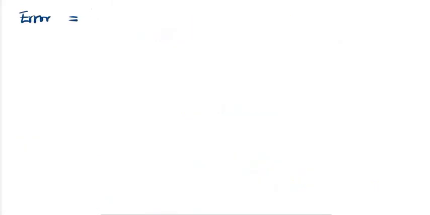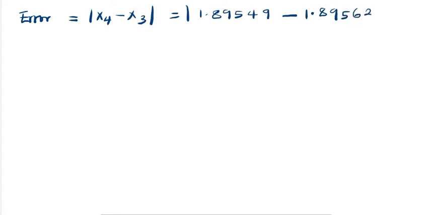So error is equal to the magnitude of x4 minus x3, which is the magnitude of 1.89549 minus 1.89562. So this is going to be equal to 0.00013. This value is not less than 0.00005. Here we can see clearly that these are 5 decimal places and these are also 5 decimal places. Now, since this calculated error is not less than the standard error, it means that we have to continue.